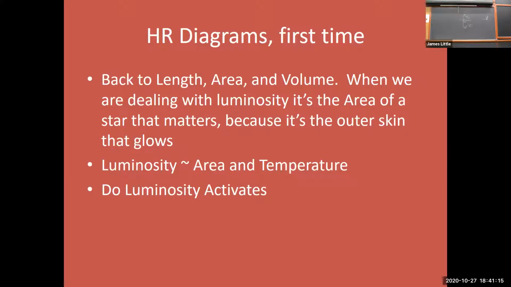So back to thinking about length, area, and volume. When we're dealing with luminosity, it's the area of the star that matters because it's just the outer skin that's glowing and releasing energy out into outer space. Now, there's light, there's photons all throughout the star, but we only see the photons that leave the outer surface.